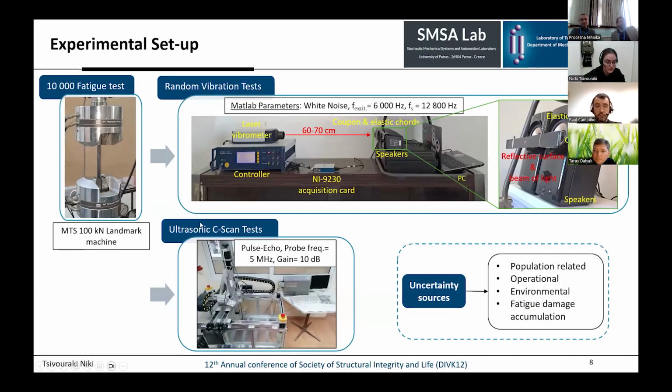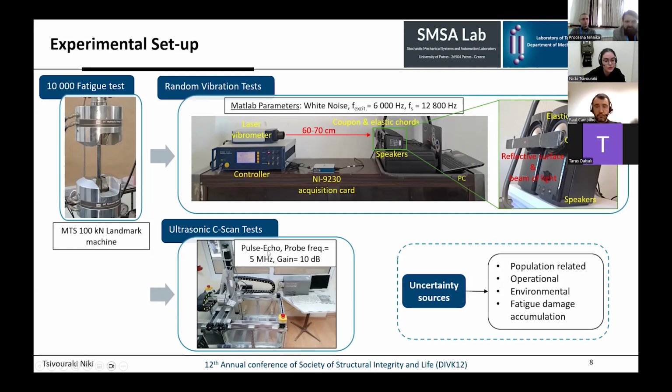The interrupted fatigue tests were conducted in an MTS Landmark machine with a 100 kilonewton load cell. The equipment for the random vibration test comprised a laser vibrometer, a controller, an NI 9230 acquisition card, speakers, and a personal computer. The excitation is acoustic, MATLAB-generated white noise, while the coupons were supported by a elastic string simulating free boundary conditions. The excitation frequency was 6 kHz and the sampling frequency was 12.8 kHz.